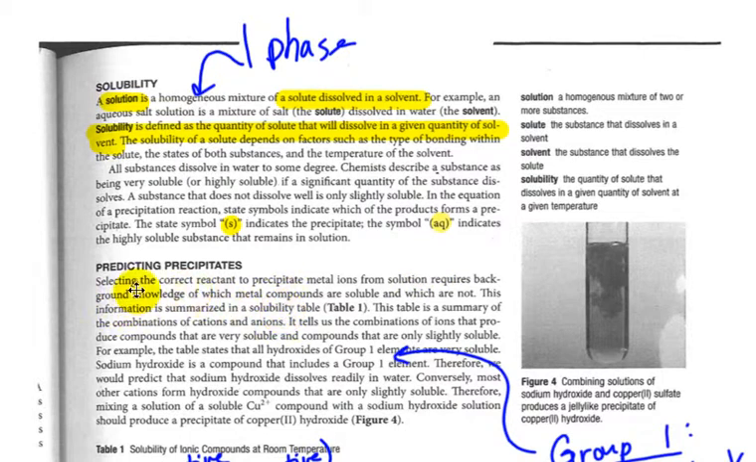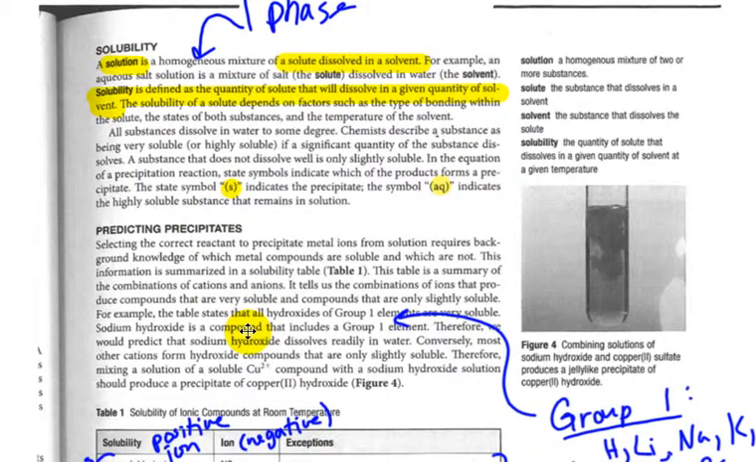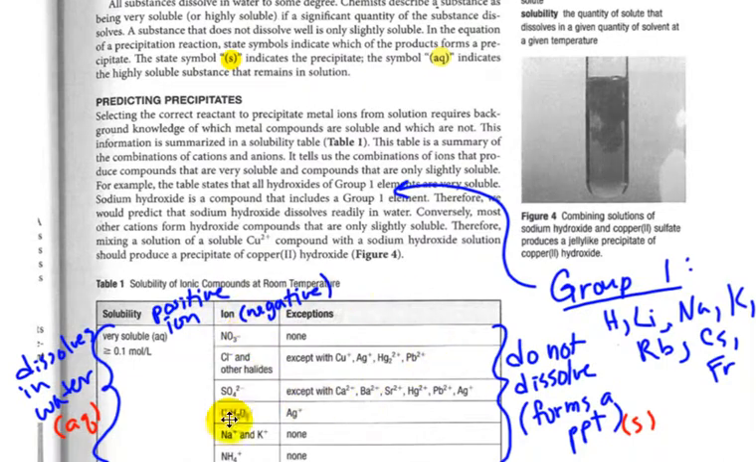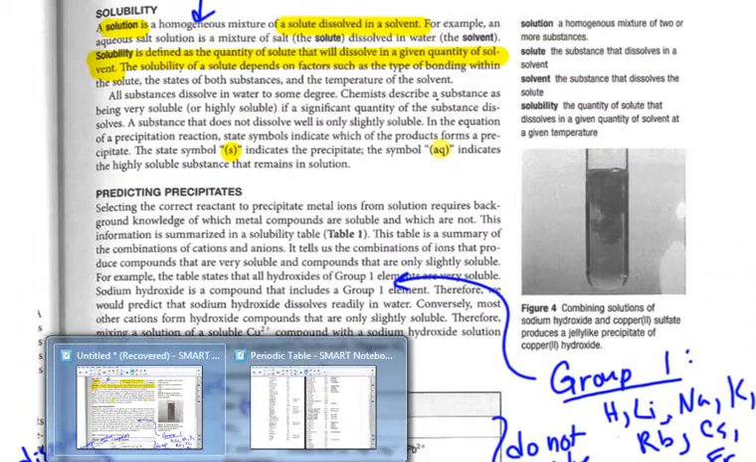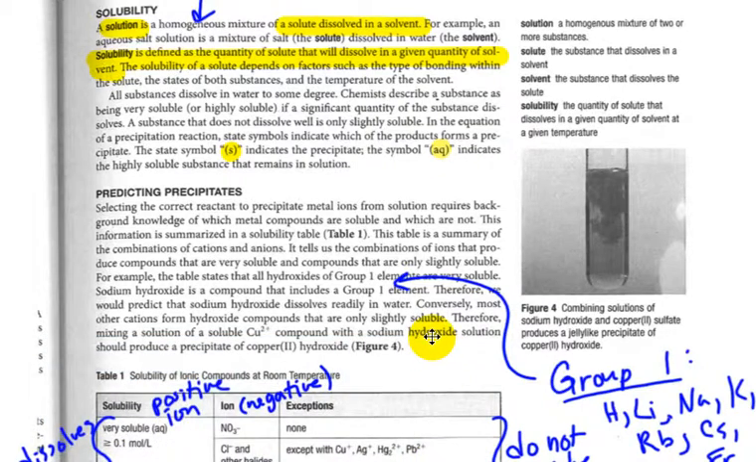Predicting precipitates. Selecting the correct reaction to precipitate metal ions from solutions requires some background knowledge on which metal ions are soluble and which are not. This information is summarized in a solubility table. So possibly in Chem 30 you will do a little lab in which we come up with results in which you could make a table like this. Before we look at the notes there, though, let's take a look at a few more things.